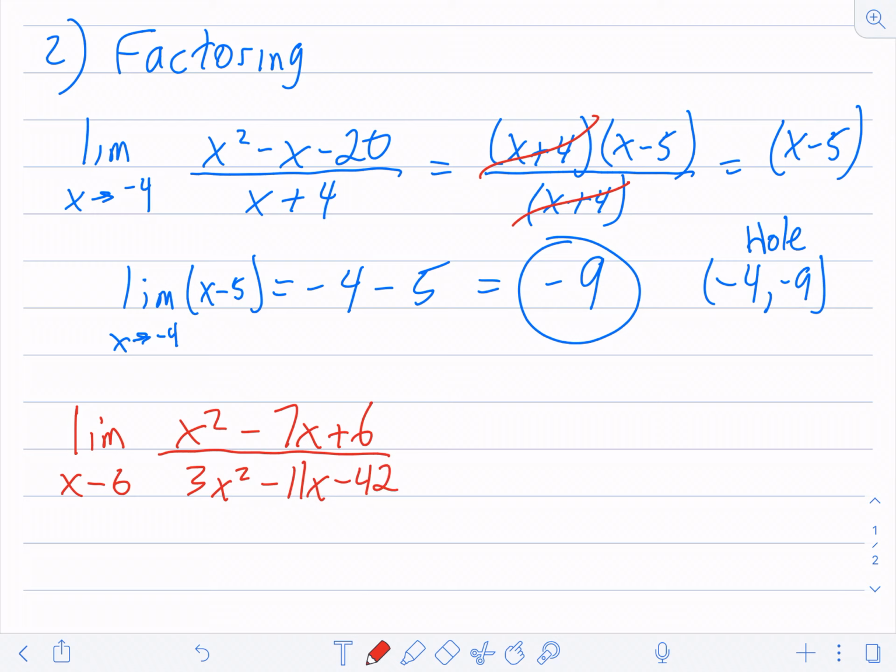So again, we could try direct substitution. I'll save you a little bit of work. If you try to plug in, that's not x minus 6, it's x approaches 6. If you plug in 6, you're going to get a 0 in the denominator here. So let's go ahead and factor.